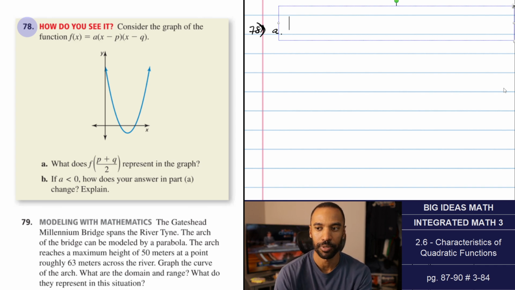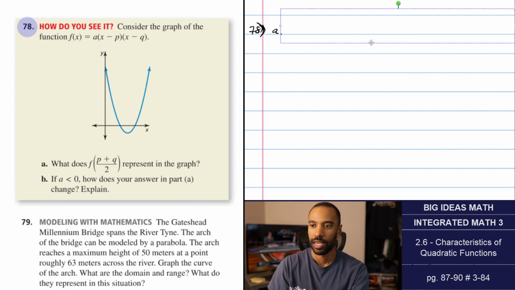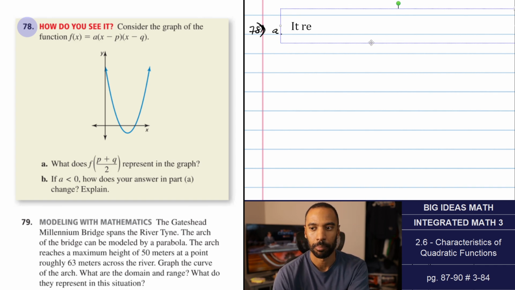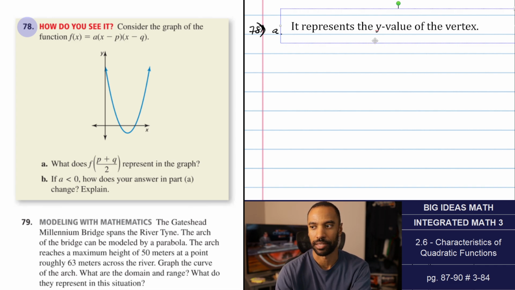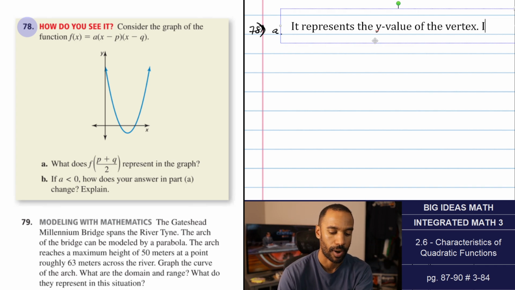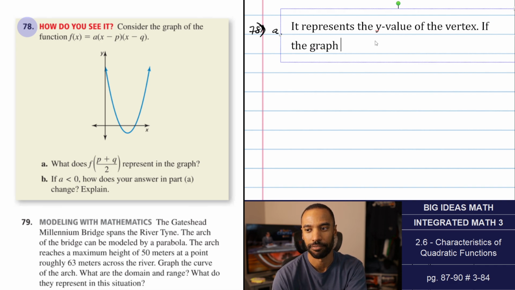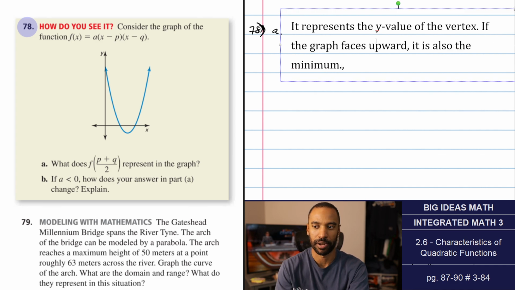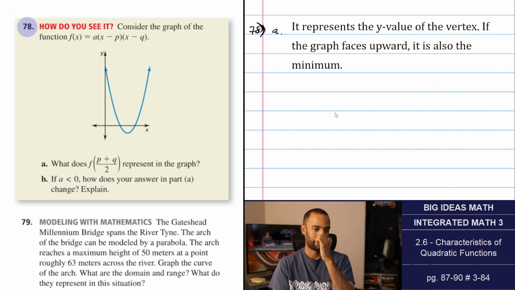So f of p plus q over 2, I can't really type it out, but it represents the y value of the vertex. Basically, that's it. Maybe the min or the max. Based on this one, it would be the minimum. If the graph faces upward, it is the minimum. If it faces downward, it's the maximum. But I'm just going off what I'm looking at on that graph.